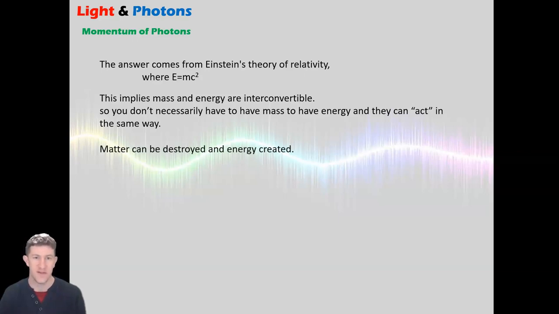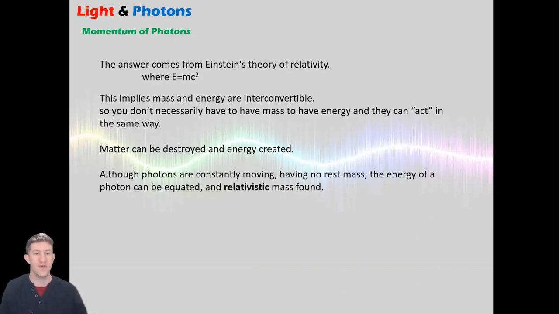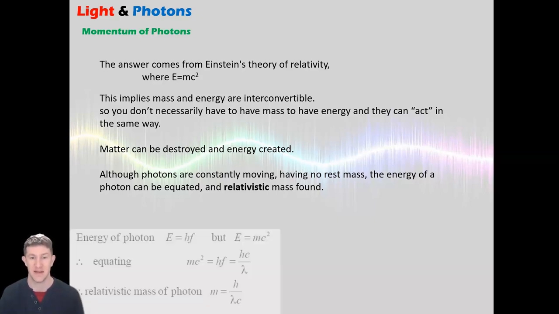Given that matter from this example can be destroyed because we create energy. So in the nuclear topic from stage 1, this is one of the things we talked about, that in those fission reactions or fusion reactions, we have a change in mass. And that almost suggests that we're creating or destroying mass in this situation, but we're actually just converting it into energy, and that balances out this conservation and makes it happy. So even though the photons are constantly moving, given that we say they have no rest mass, so photons are massless, the energy can be equated and relativistic mass can be found.